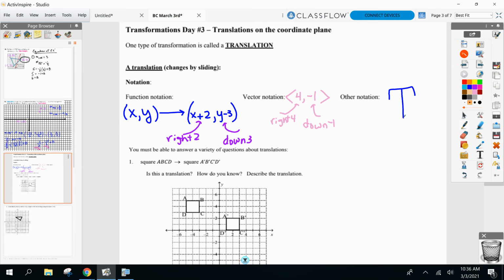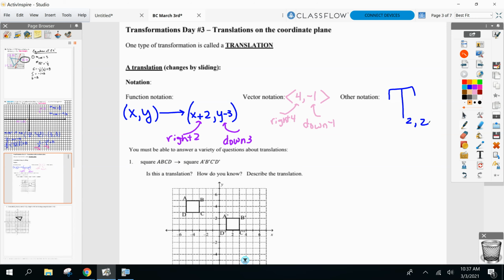How are you going to know up, down, left, and right? You'll see 2 numbers in the subscript. So say I put 2, 2 there. Where are you going now? Right 2, up 2, every point. So there you go, guys. Those are your 3 ways you could see a translation written: function notation, vector notation, and then capital T. Whew! All right, take a breath there.